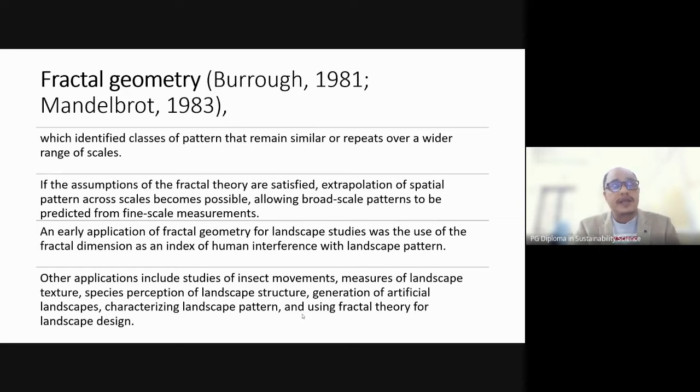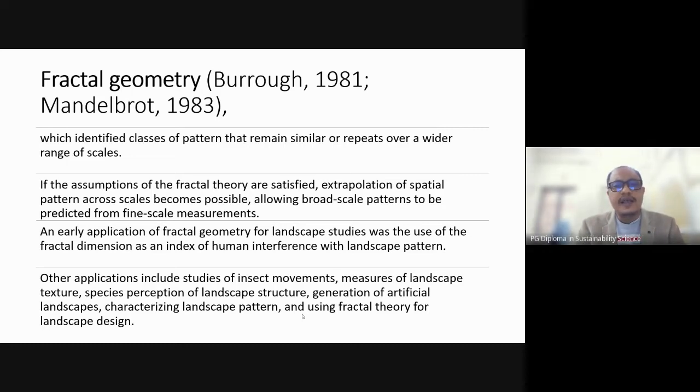So an early application of this fractal geometry for landscape study was the use of the fractal dimension as an index of human interference in landscape pattern, because we randomly take some area and we develop those areas. For example, we cut the forest and develop that, we do agricultural activities, or we started urbanization or development activities over there.